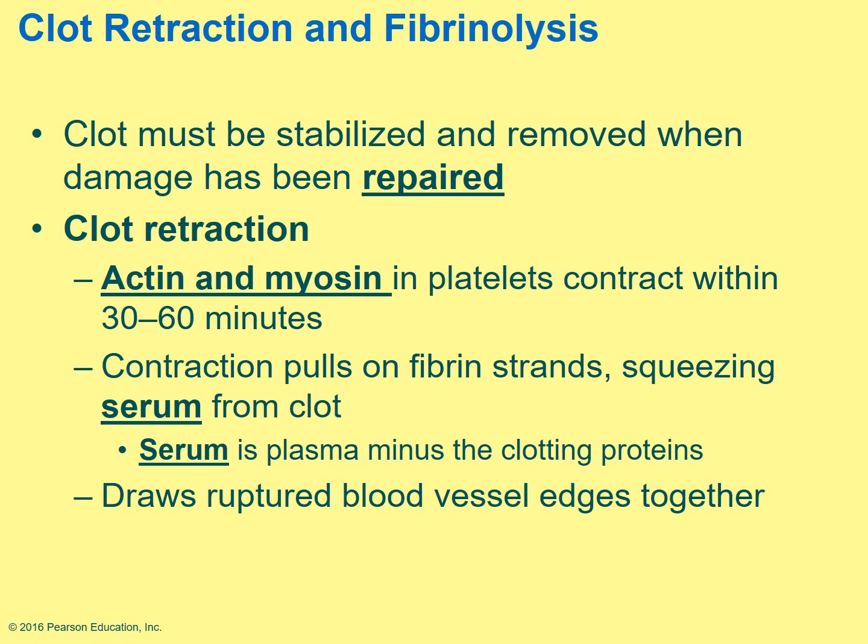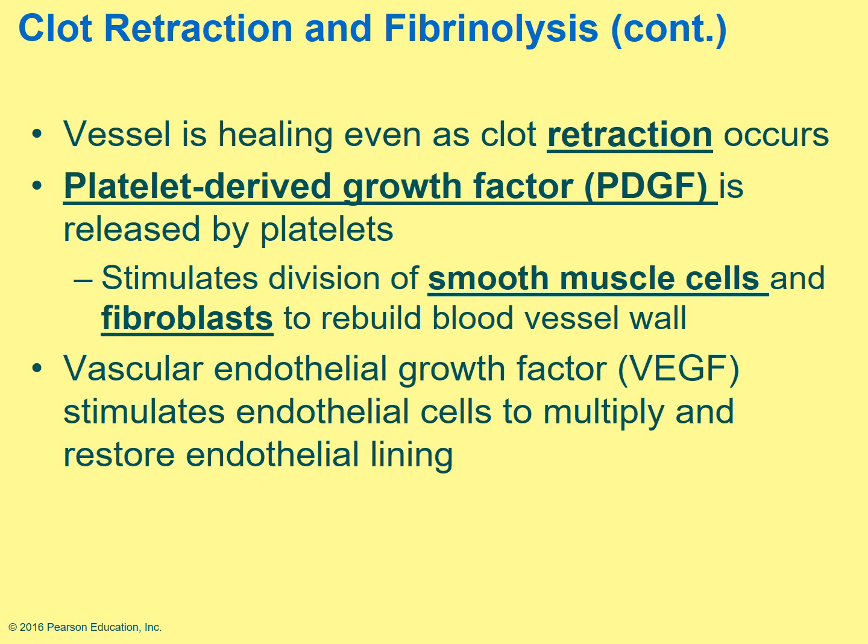So the clot has to be stabilized, and then it needs to be removed once the damaged area has been repaired. So clot retraction involves actin and myosin and the platelets to contract within 30 to 60 minutes. It's going to pull on those fibrin strands, squeezing the serum from the clot. The serum is plasma minus the clotting proteins. It's going to help draw the edges of the blood vessel together. So those cut edges, bring them together. So the healing process starts right away.